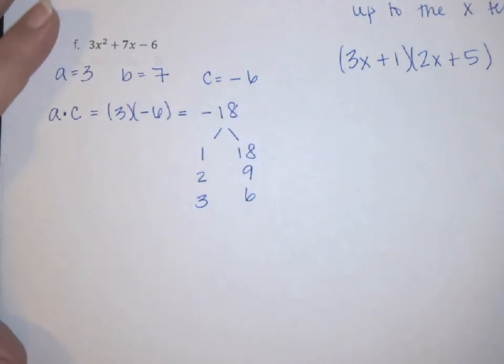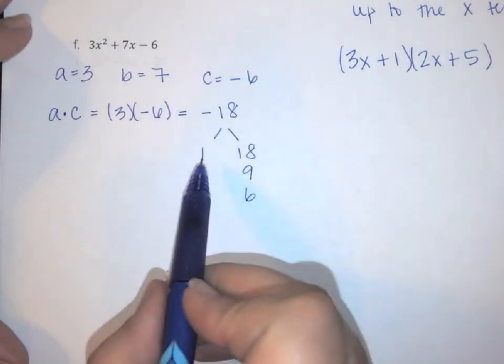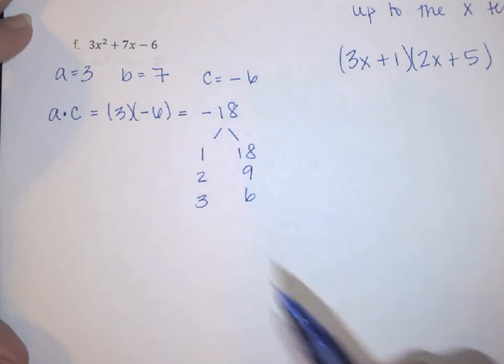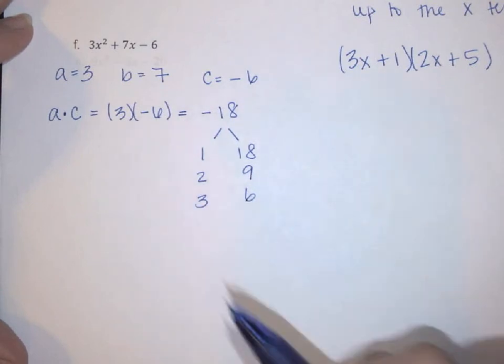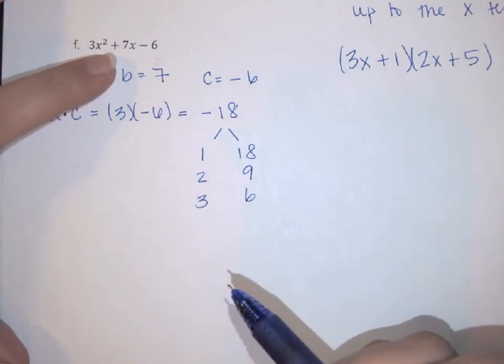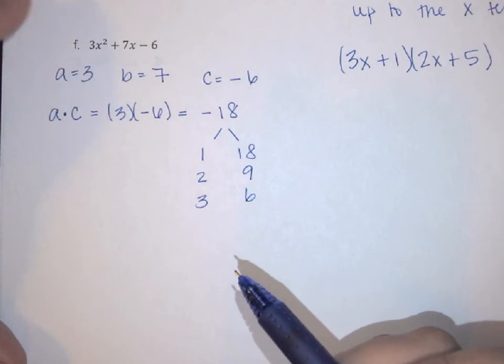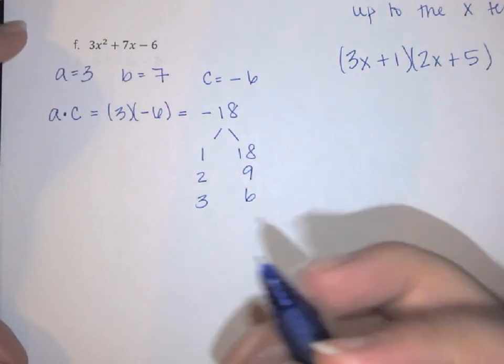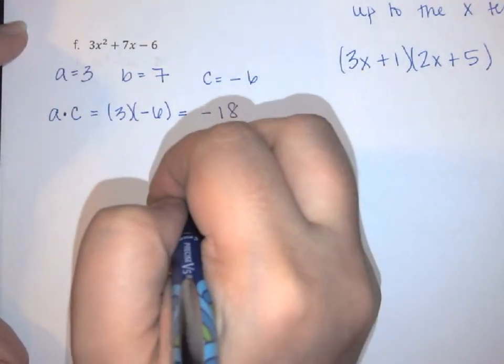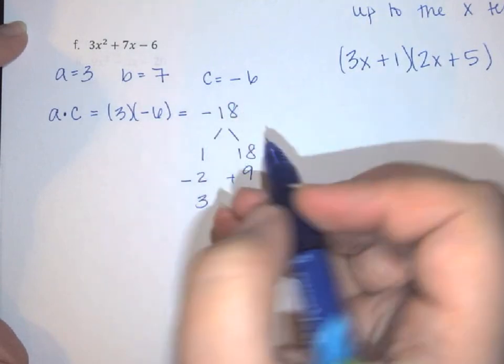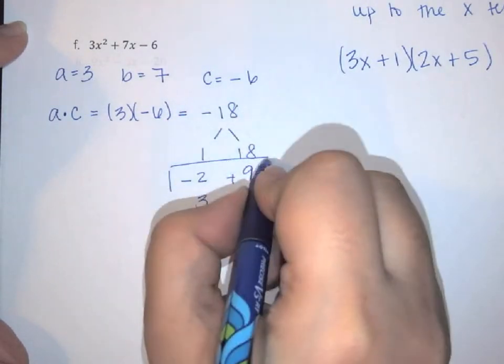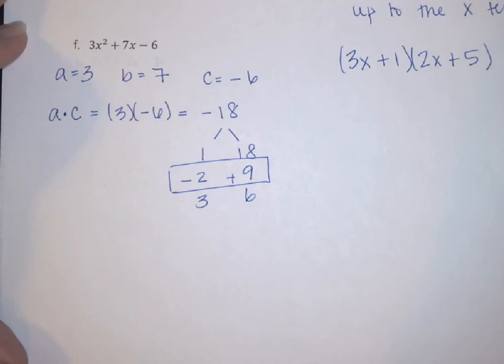And I need a combination of these that when added together gives me 7. Well, obviously 1 and 18 is out, and so is 3 and 6. The only ones left are 2 and 9. Since I want my 7 to be positive, it means the bigger factor is positive. Therefore, this means -2, positive 9, and these were the factors I'm looking for.